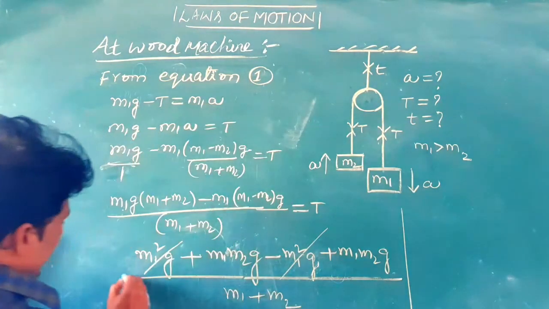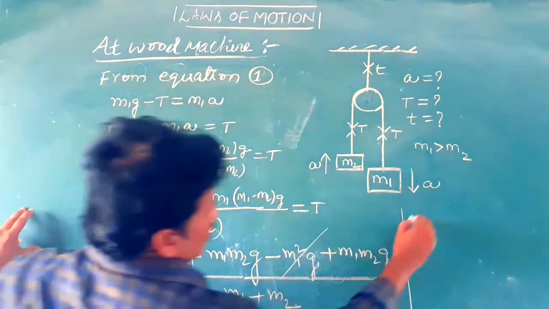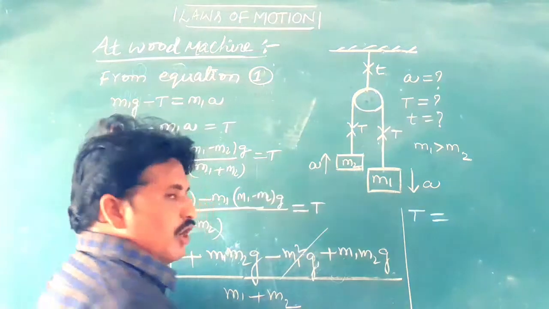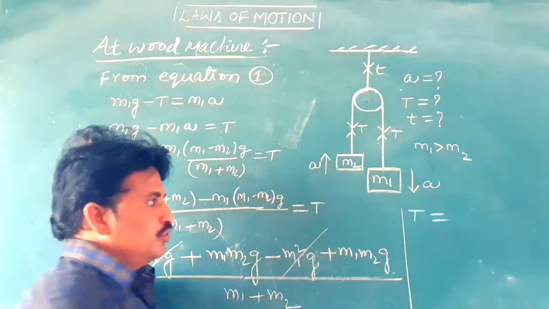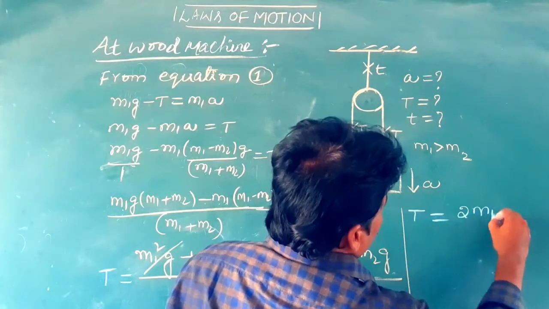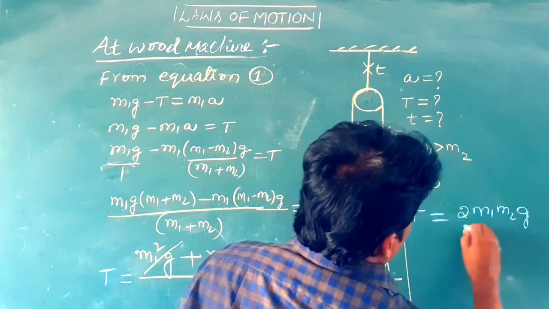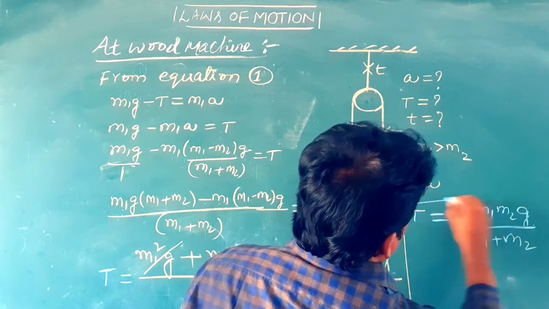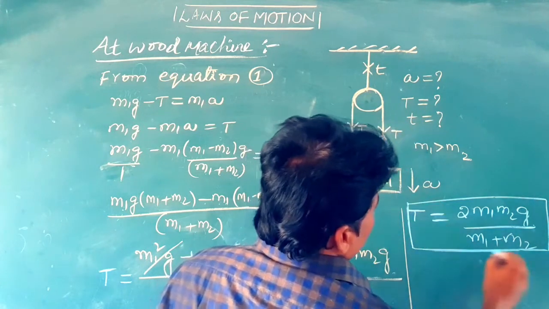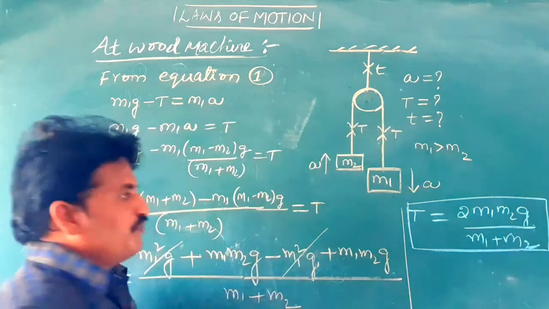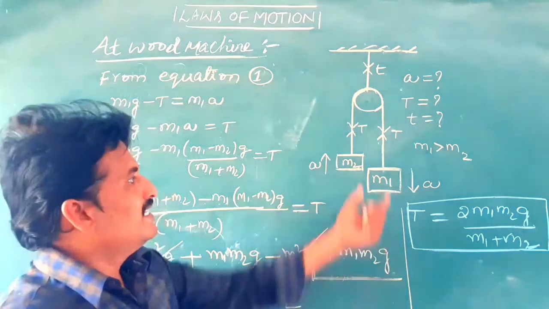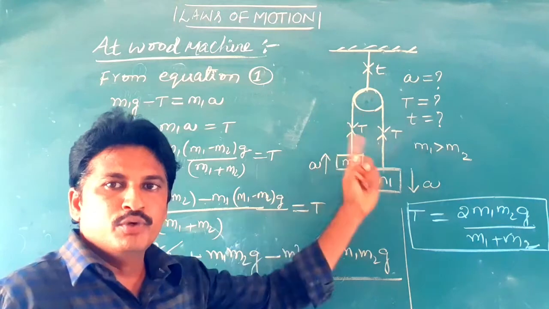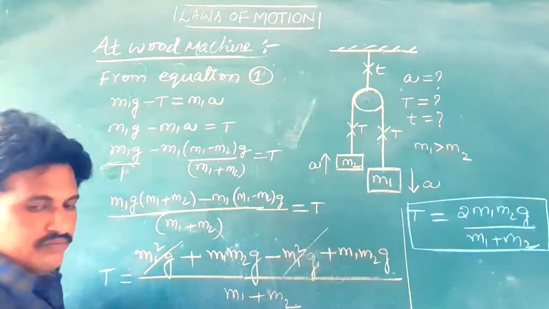This is equal to T actually. So here T is equal to, adding this m1 m2 g, how many m1 m2 g's are there? 2. So 2 m1 m2 g divided by m1 plus m2 students. This is the tension developed in the string which is connected to the two blocks and passes over the pulley.